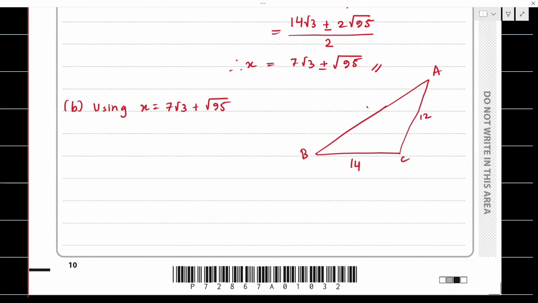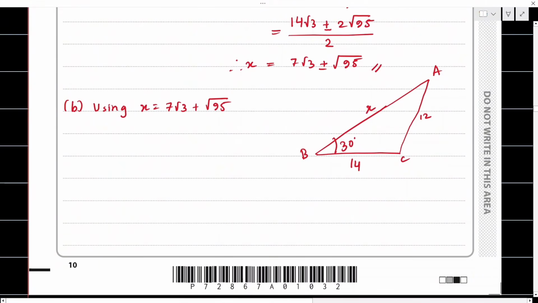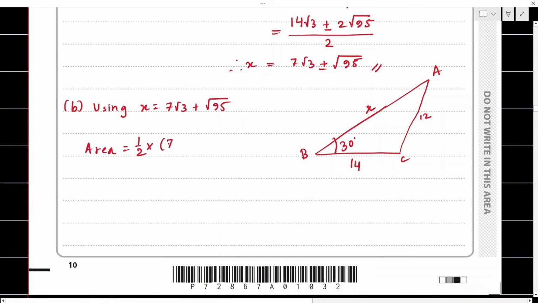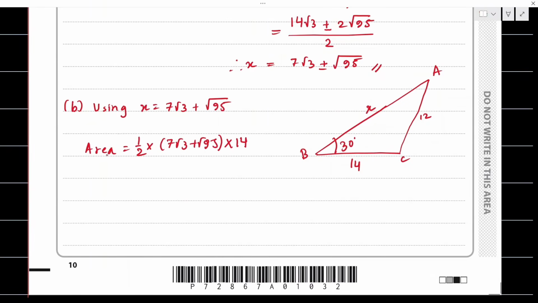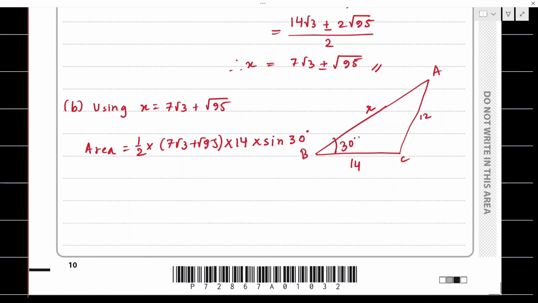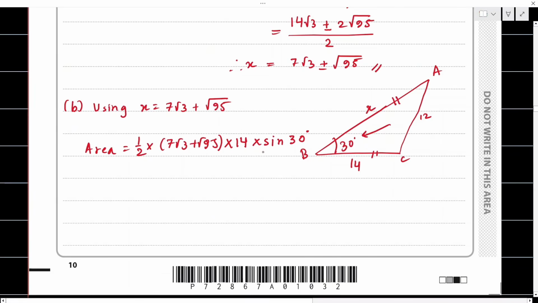This will be our x, and we have 30 degrees here. We know that the area of a triangle is equal to half into two adjacent sides. In our case, 7 root 3 plus root 95 into 14. So the area of the triangle is equal to half into two adjacent sides and the sine of the angle between the two adjacent sides, which is 30. So we have used this side, and we have used the angle between those sides to find our area.